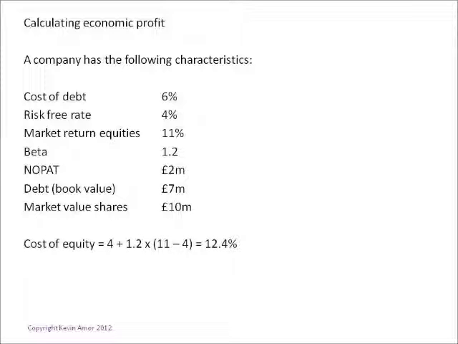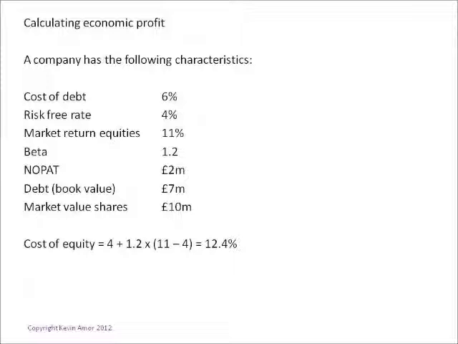we need the cost of equity. That comes straight from the capital asset pricing model. So it's the risk-free rate, 4%, plus the beta, 1.2, multiplied by the equity risk premium, which is the market return, 11%, minus the risk-free rate, 4%. So there's a calculation, that's 12.4%.